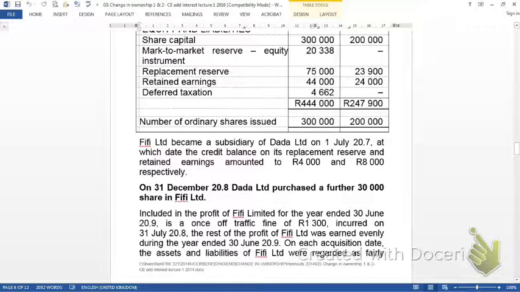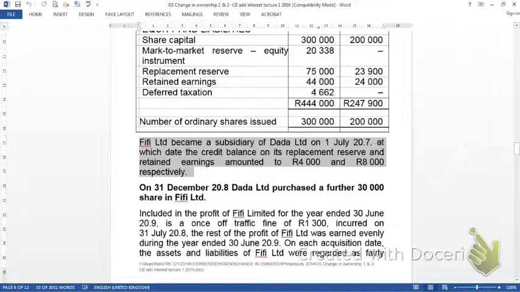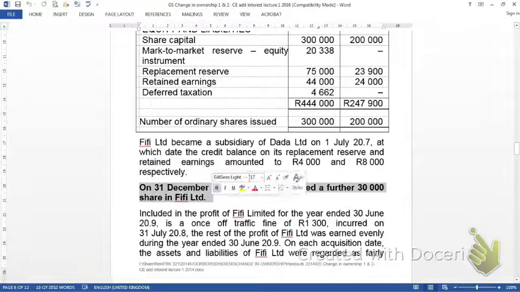Fifi Limited became a subsidiary of Dada Limited on 1 July 20.7, at which date there was a credit balance on the replacement reserve as well as retained earnings amounting to 4,000 and 8,000 respectively. So that is your starting point, normal as you would have done with any analysis. Then, on the 31st of December 20.8, Dada Limited purchased a further 30,000 shares in Fifi Limited.